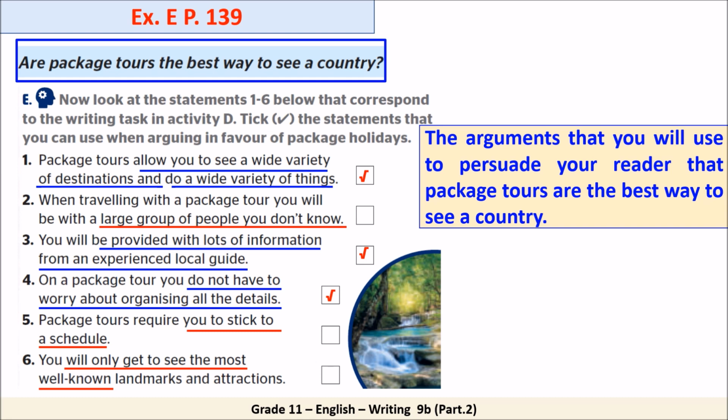So these are the 3 statements that you can use later to write your essay answering this question, are package tours the best way to see a country? And these arguments can be used to answer the question, yes, package tours are the best way to see a country.